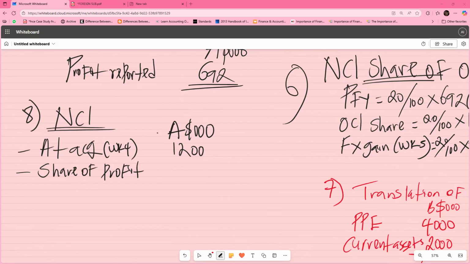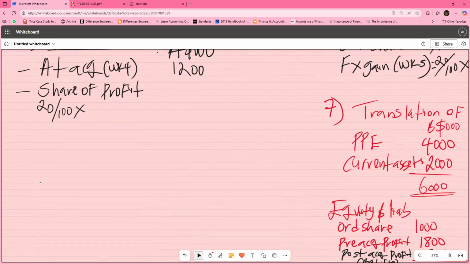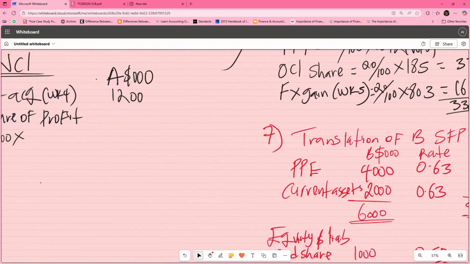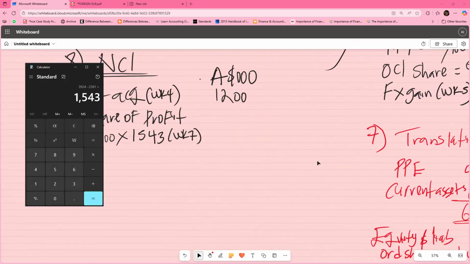Let me do it here. This is 20, and you say 20 divided by 100 multiplied by the post-acquisition profit. The post-acquisition profit is 1,543, coming from working 7. Let's do it one after the other. So 0.2 multiplied by 1,543 is 309.